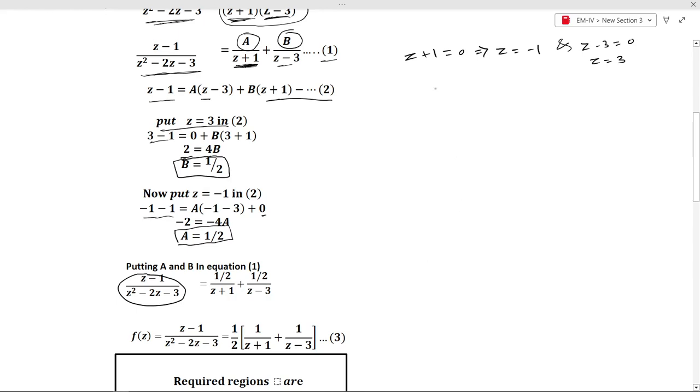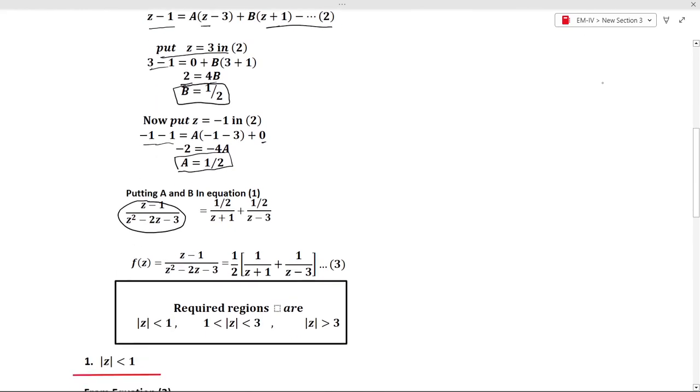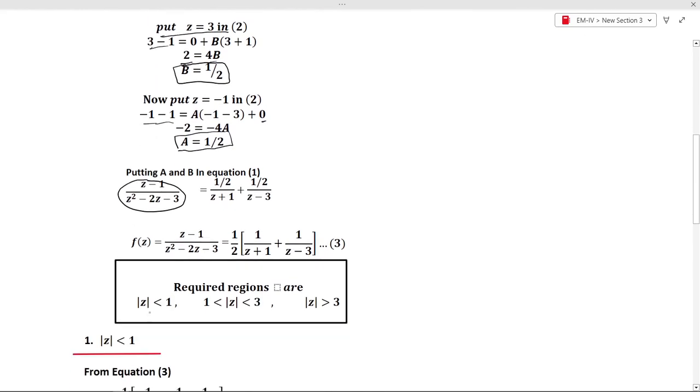Now students, if you observe, the values for z are minus 1 and 3. It means your regions of convergence are either mod z is less than 1, or it is in between 1 and 3, or it is greater than 3. These are the regions of convergence. So for each region we will find the Taylor and Laurent series. Let's take the first region when mod z is less than 1.